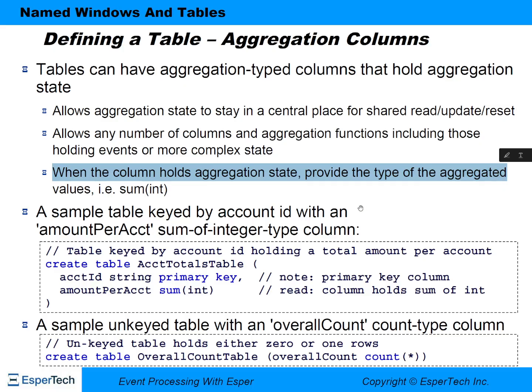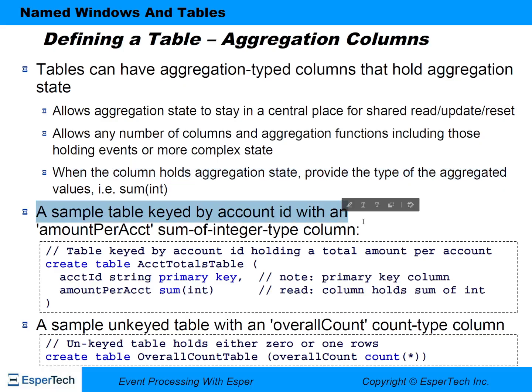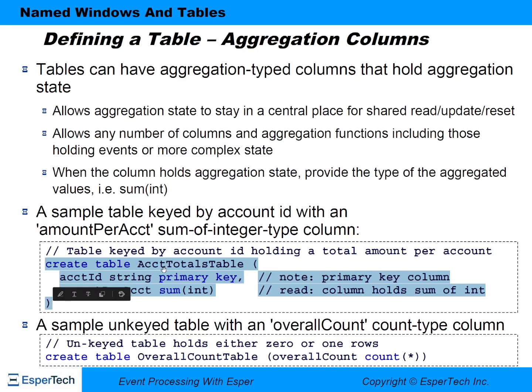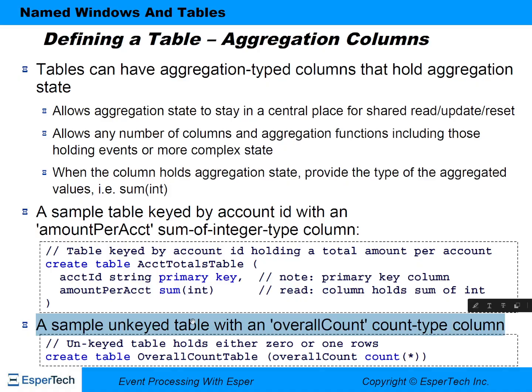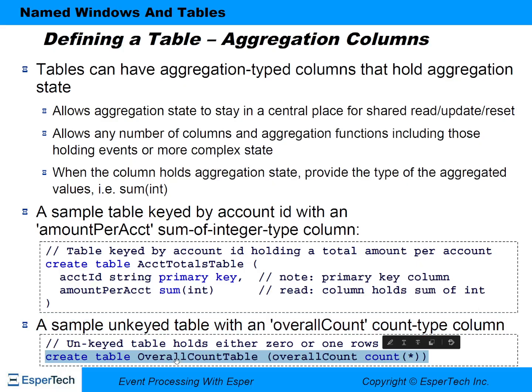A sample table keyed by account ID with an amount per account sum of integer type column is create table AcctTotalsTable (accountId string primary key, amountPerAcct sum(int)). This example defines an unkeyed table with an overall count type column. Create table OverallCountTable (overallCount count(*)).